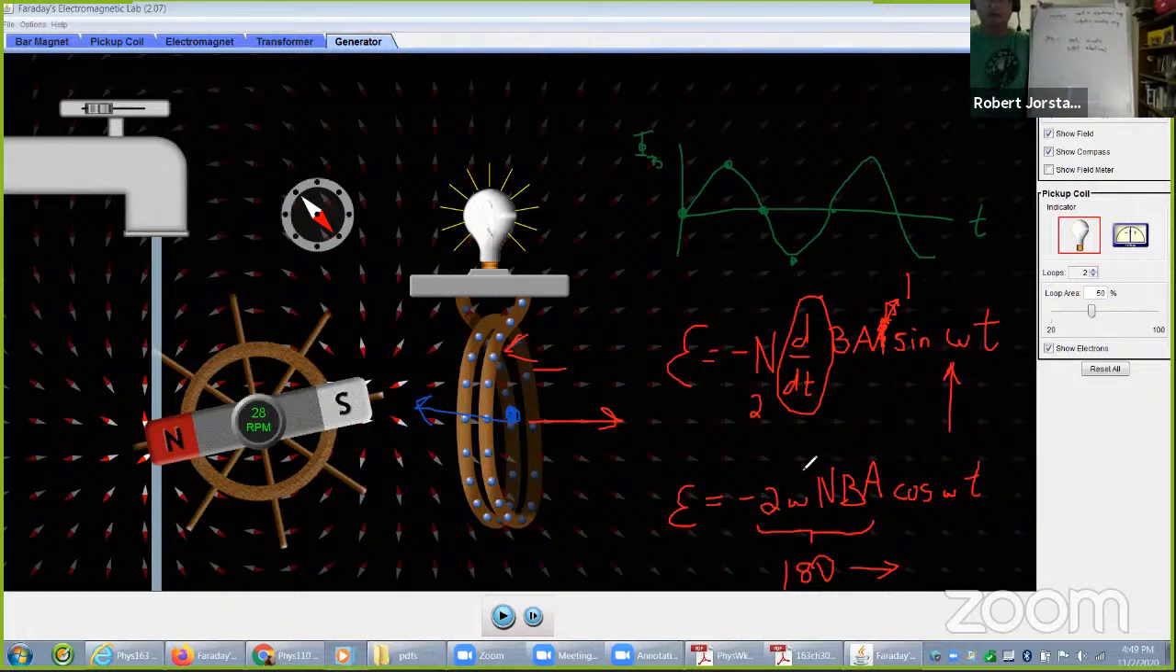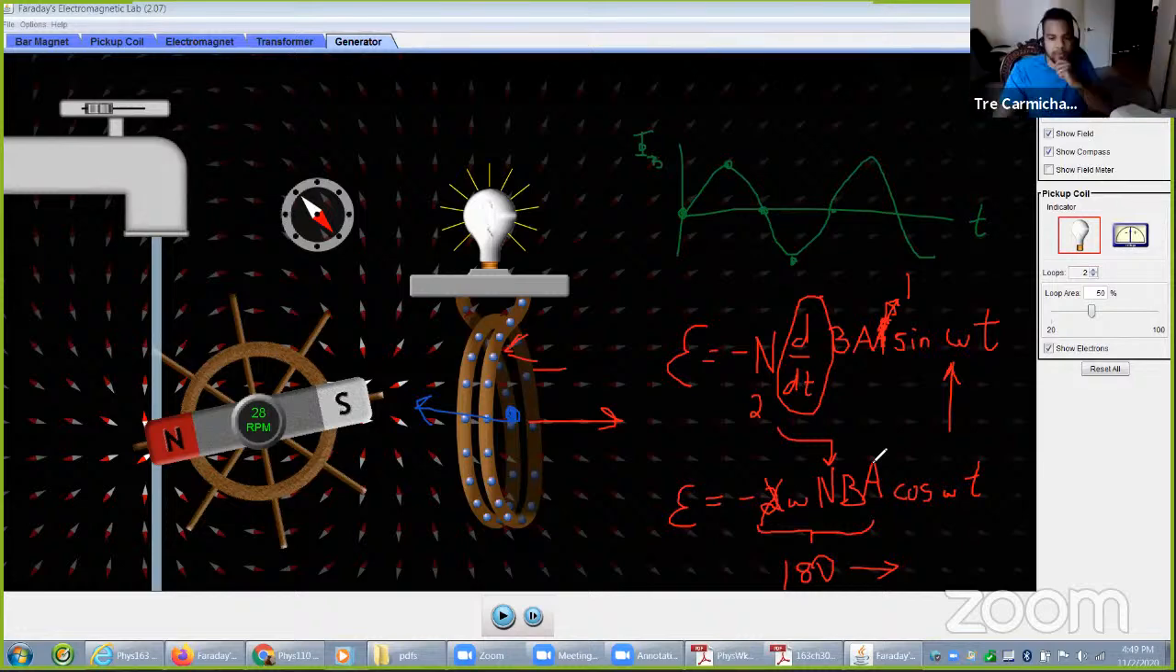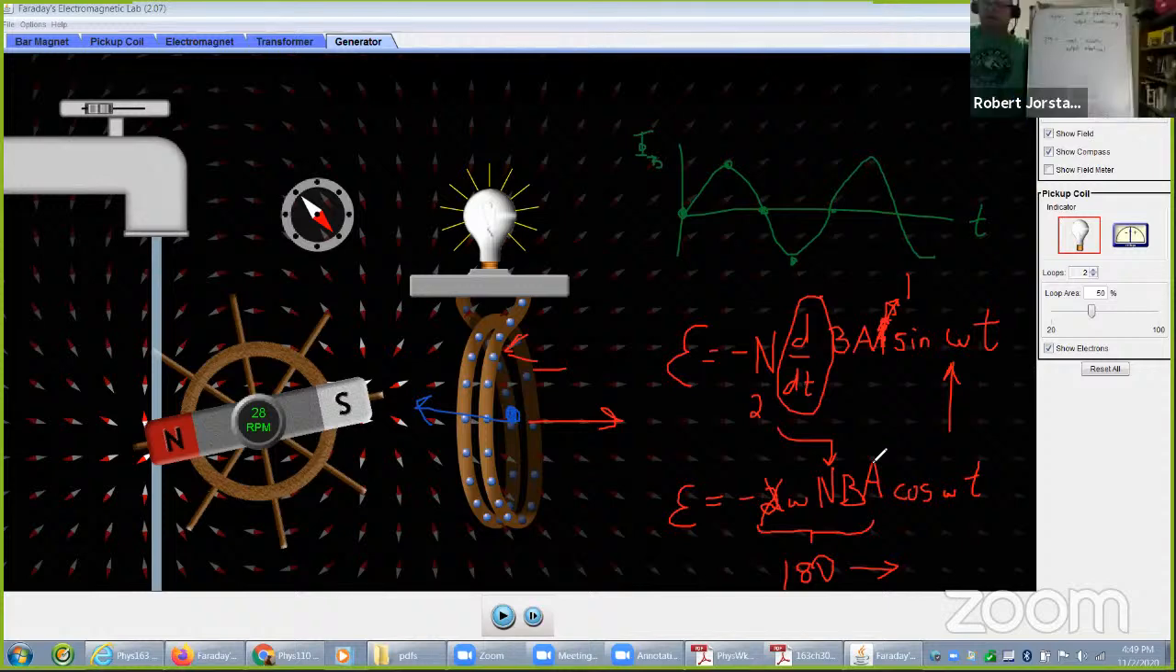Oh, wait a minute. I should be careful here. Let's leave out that 2, right? Because the 2 was N. I should be very careful there. Should that be cosine in the top equation then? What do you mean? For the flux? Well, the derivative of sine is cosine, right?